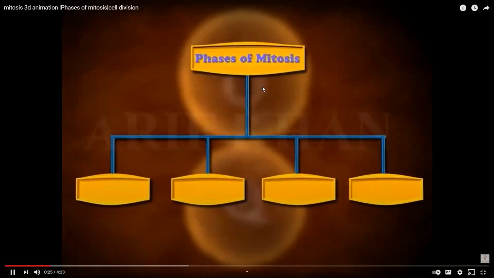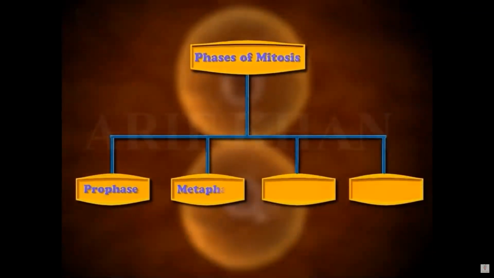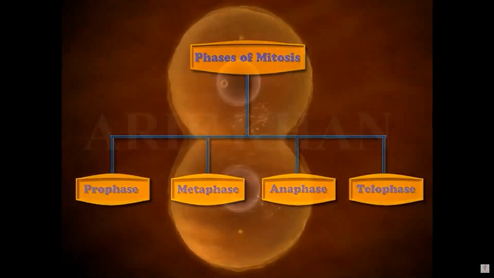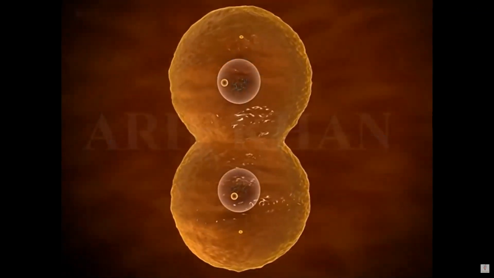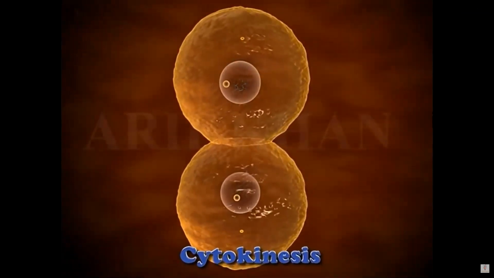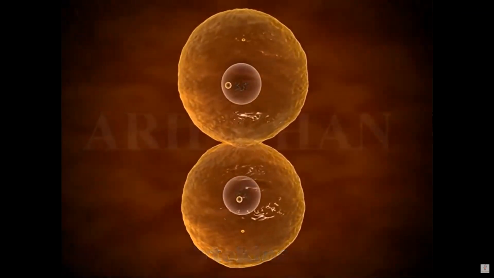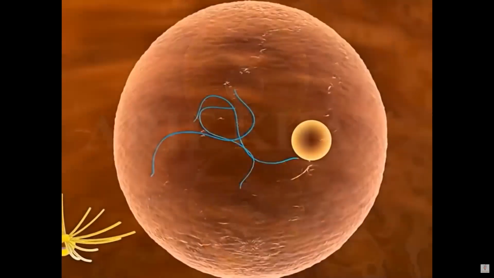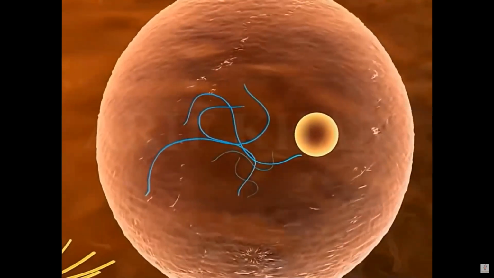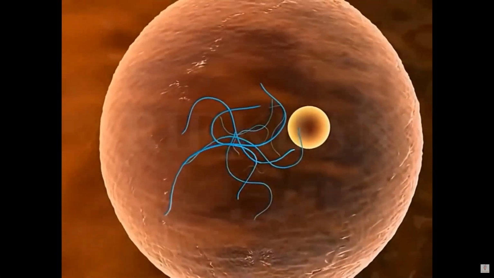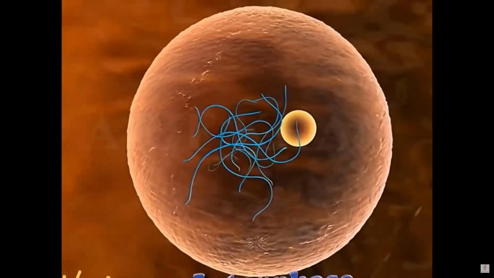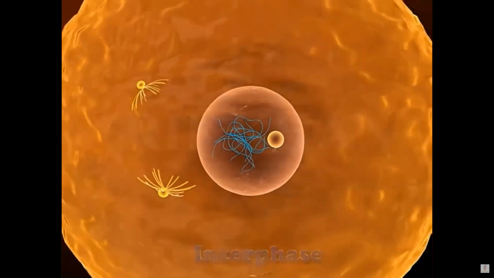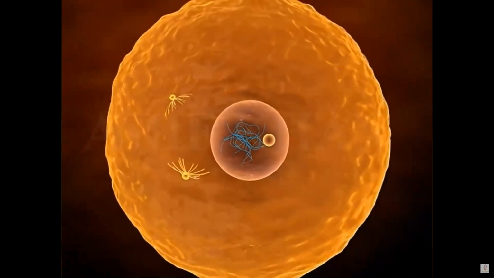Phases: prophase, metaphase, anaphase, and telophase. An additional phase called cytokinesis occurs after the complete nuclear division. Before a dividing cell enters mitosis, it undergoes a period of growth and rest. This period is called interphase. In interphase, the genetic material of a cell increases.